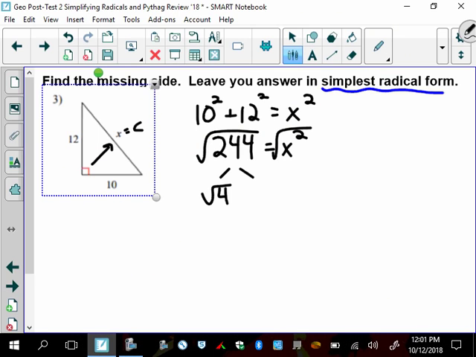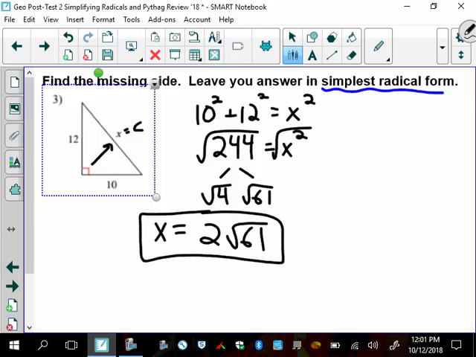So I'm writing this up into 4 and 61. And the square root of 4 is 2. So my final answer would be 2 square root of 61. And again, I would encourage you to check in your calculator by typing square root of 2.4 and 261 into it.